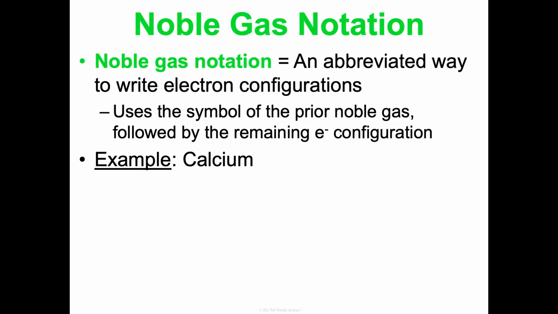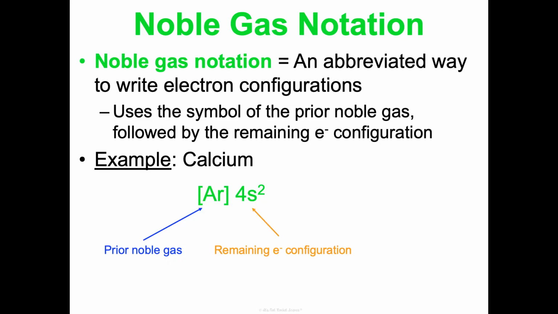Okay, so for example, calcium. Look at calcium on your periodic table. It is element number 20. Now go backwards. What's the closest, most previous noble gas? It's argon. Argon has an atomic number of 18. So for the noble gas notation, instead of writing 1s2, 2s2, 2p6, 3s2, 3p6, you would just write argon in brackets. And then from argon on, you just write what's left, which would be 4s2, which is where we end up with calcium. So you have the prior noble gas, and then whatever's remaining of the electron configuration. It just saves you from having to write out the whole thing.